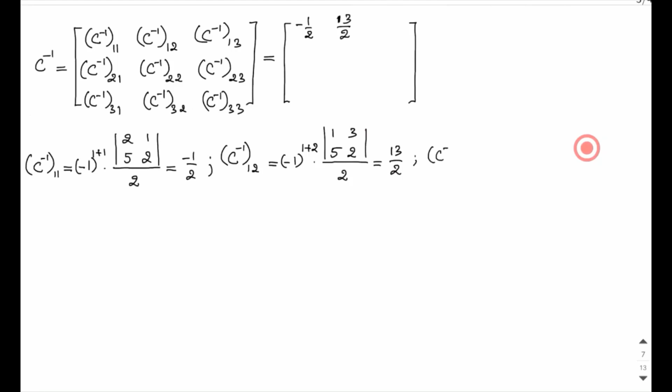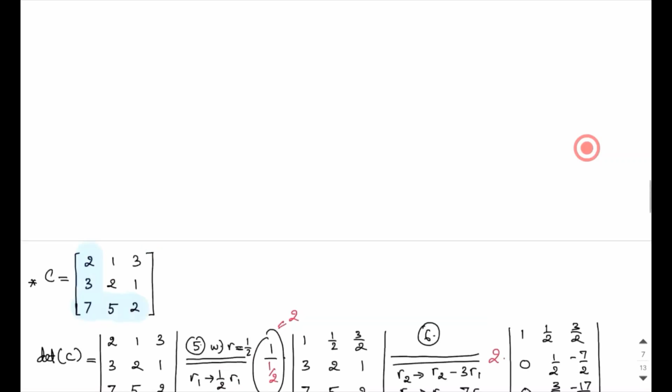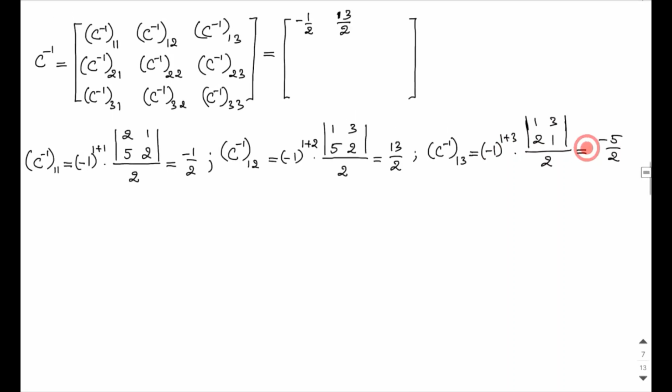Now let's compute C inverse on first row, third column. According to the formula, it's going to be negative 1, 1 plus 3 times the determinant of something here divided by 2. This guy is going to be obtained from C not by deleting row 1, column 3, but by deleting row 3, column 1. So it's kind of a little bit awkward, right? Row 3, column 1. So you have 1, 3, and 2, 1 left. So we are going to have 1, 3, and 2, 1. So you end up having negative 5 over 2. So we have negative 5 over 2 right here.